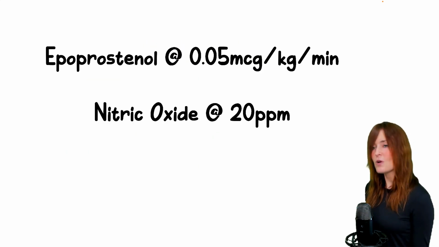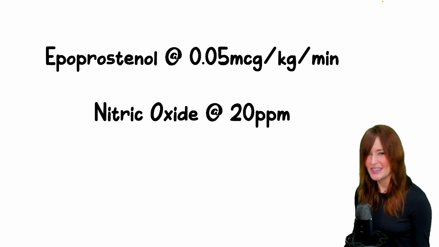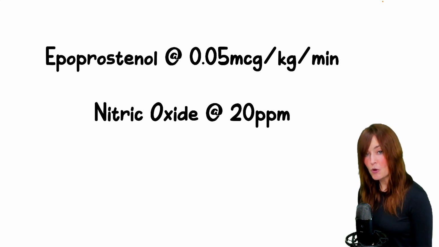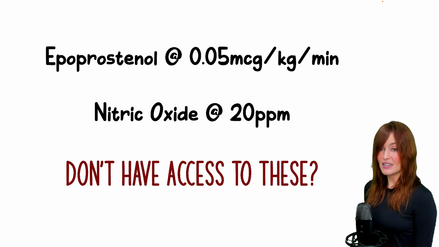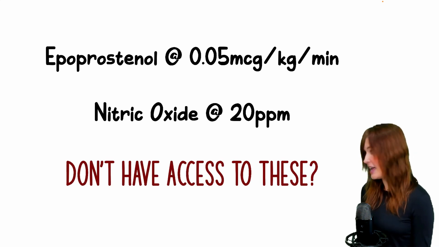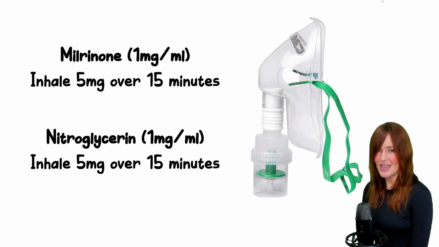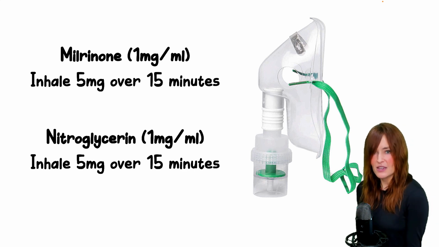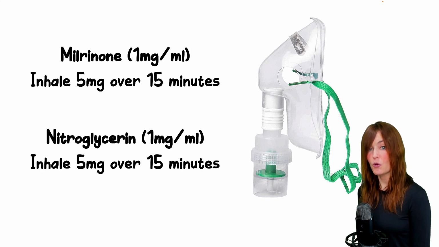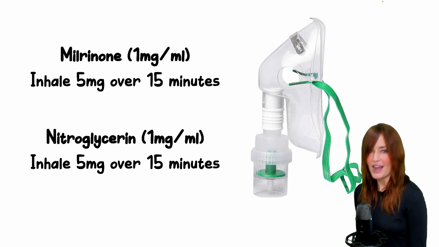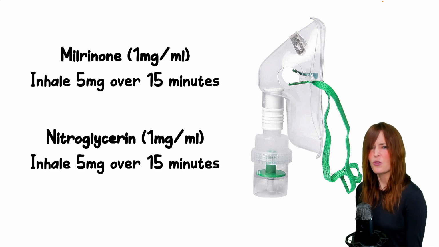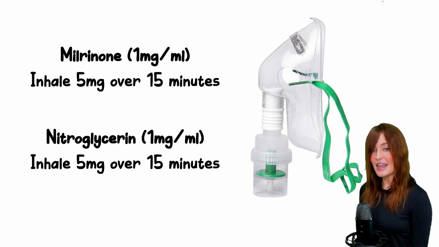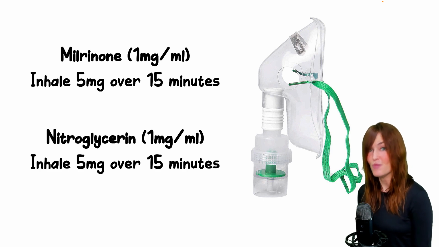Now, what drugs are these? Well, the technical ones, the on-label ones, shall we say, are epoprostenol and nitric oxide. If you don't have access to these, because many of you don't, especially in the ED, that's okay, because we can use common drugs that we have, using one of those masks that you would normally use to give albuterol. You can use milrinone, getting the 1 mg per ml concentration, and have them inhale 5 milligrams over about 15 minutes, or you can use nitroglycerin. Same idea: if you can get the 1 mg per ml concentration, inhale 5 milligrams over 15 minutes.